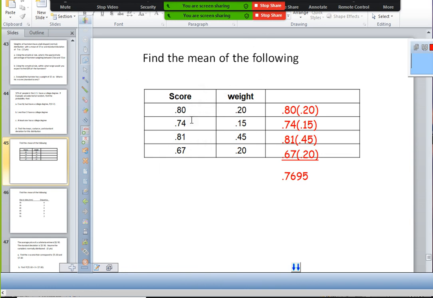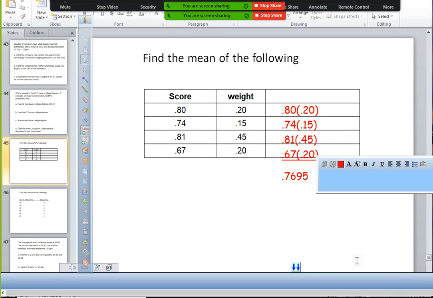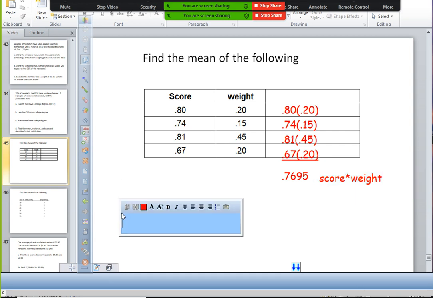Now, look at this person. They had like a 67 to an 81, so they should be getting 70 something. Everyone kind of agree? Their grade should be a 70 something, right? What this 0.7695 really is, is score times weight. Now, do I want the average weight or the average score?